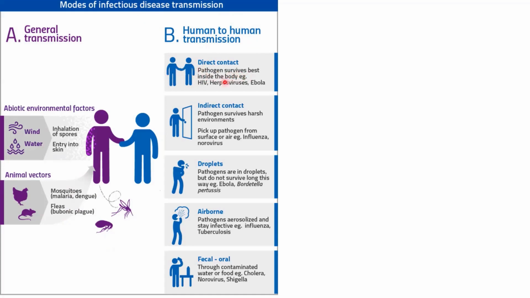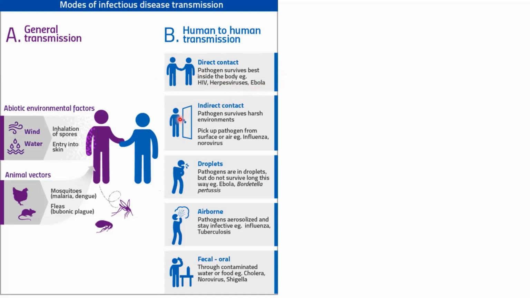The pathogen survives best inside the body. So when people directly contact each other, for example, they exchange fluids. Maybe they drink from the same cup or glass, or maybe they exchange blood with each other. If there is any direct contact between two humans, it is going to transmit pathogens. Examples are HIV, herpes virus, Ebola, and now you can add COVID here as well.